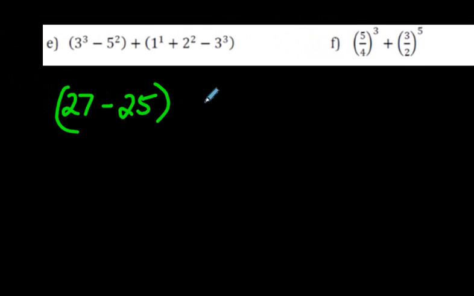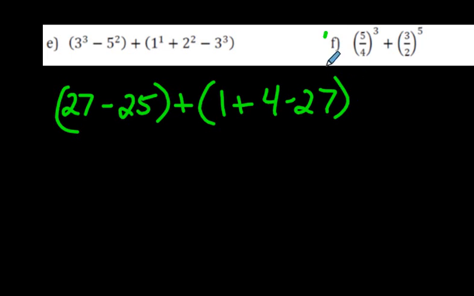Let's do this one. Let's do the exponents within the brackets. So 3 times 3 times 3, if you do it on your calculator or in your head, is 27. Minus 5 times 5 is 25. Over here we have 1 plus 4. Now, 3 times 3 times 3 is 27 again, but we have a minus there. Okay? So now let's put all this together.